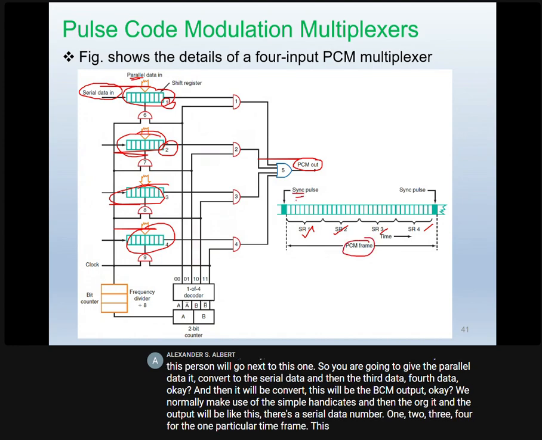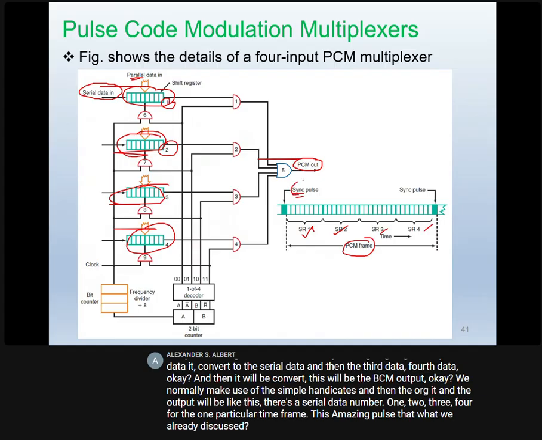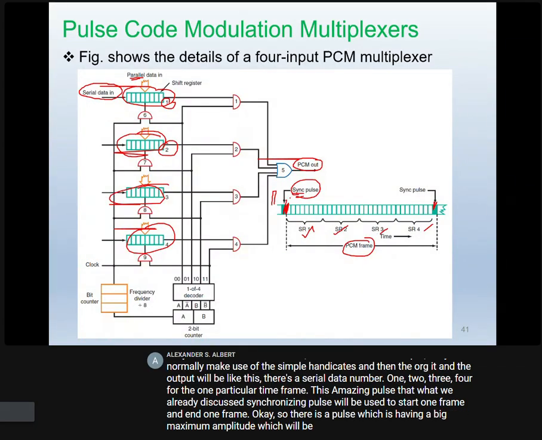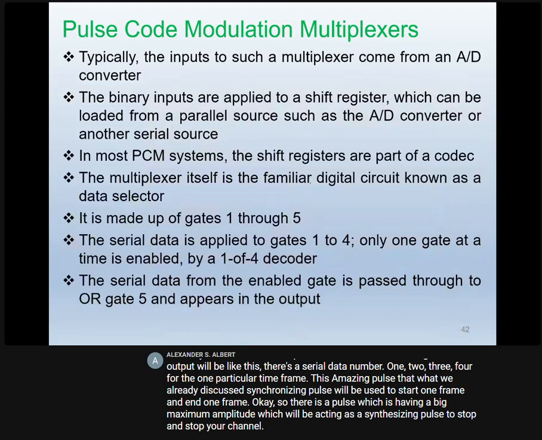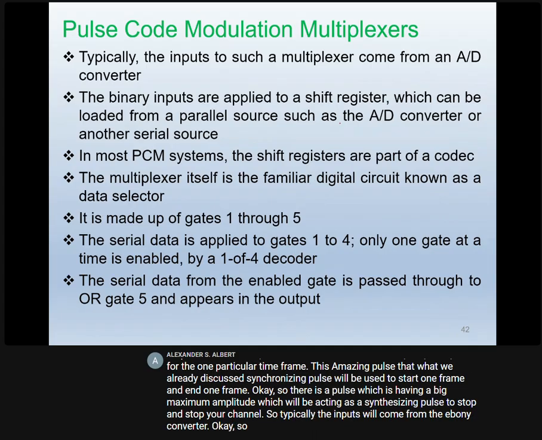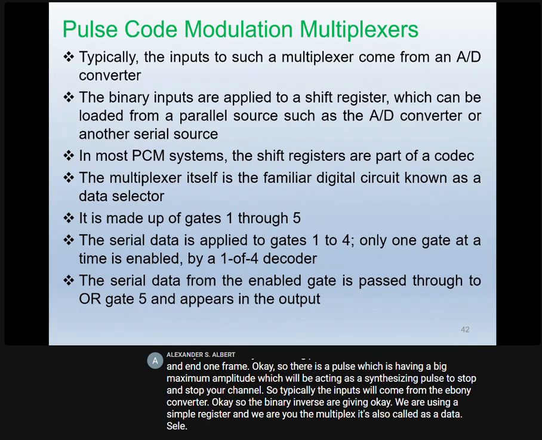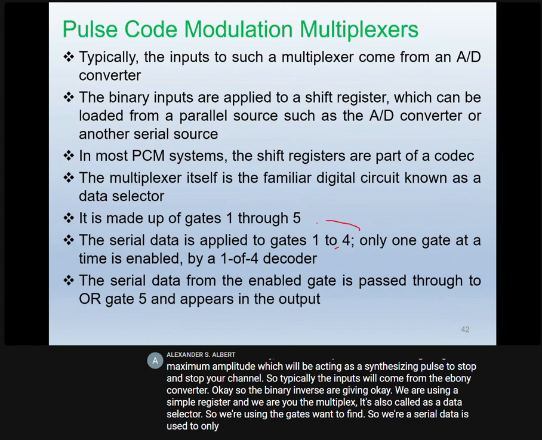There's a synchronizing pulse, which we already discussed. The synchronizing pulse will be used to start one frame and end one frame. There is a pulse with the maximum amplitude, which will act as a synchronizing pulse to start and stop your channel. Typically the inputs will come from the A/D converter, so the binary inputs are given. We are using a shift register and we are using the multiplexer, also called a data selector. We are using gates 1 to 5, where the serial data is used only for gates number 1 to 4.